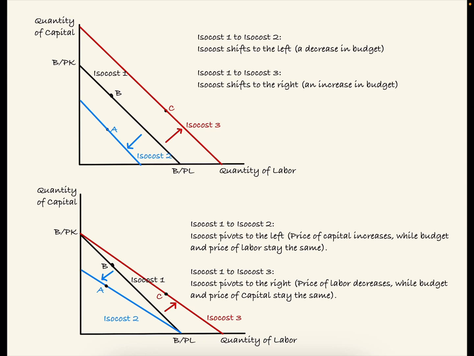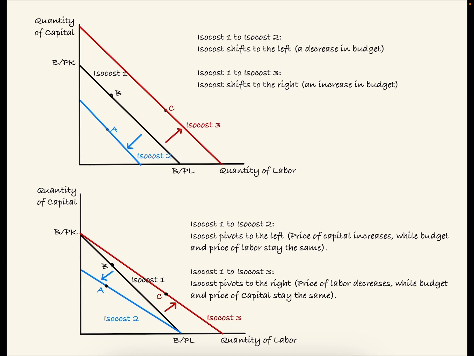Now let's take a look at some shifts and pivots of the isocost. Let's take a look at the first example. From isocost 1 to isocost 2, represented by the blue arrow, the isocost shifts to the left. This represents a decrease in budget. On the other hand, when the isocost shifts from isocost 1 to isocost 3, represented by the red arrow, the isocost shifts to the right. This is an increase in budget.